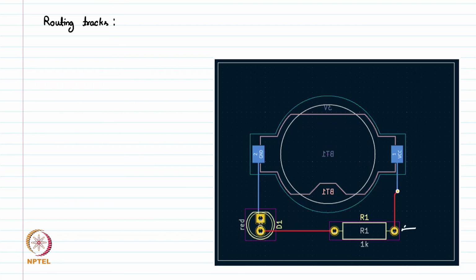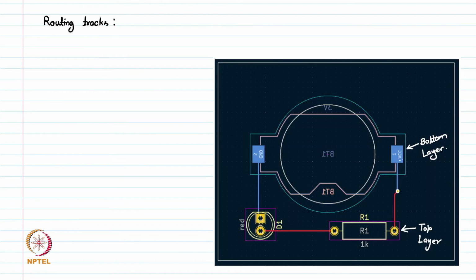now this pad or this element is placed on the top layer. It means this terminal is available only on the top layer, and we want to connect this terminal to the VCC of the battery, and this terminal VCC of the battery is on the bottom layer. It means this signal or this supply needs to be taken from bottom to top.